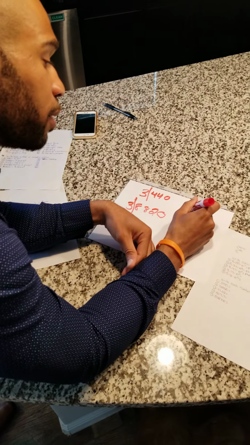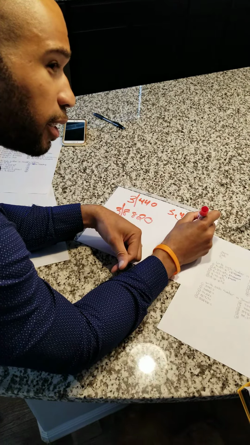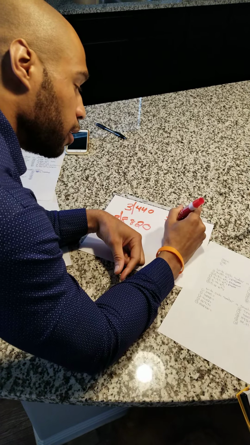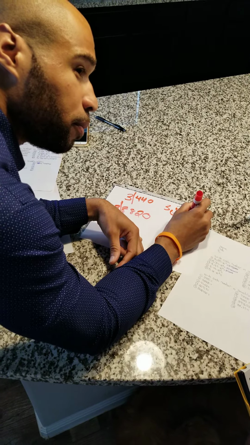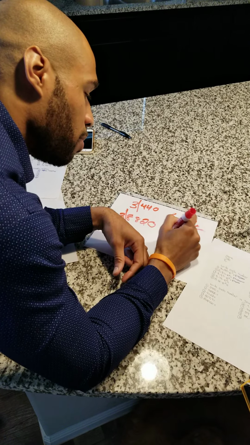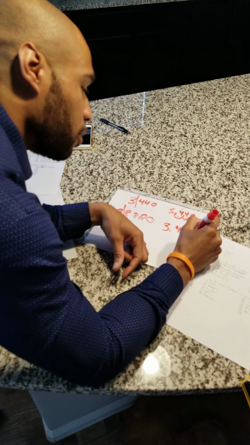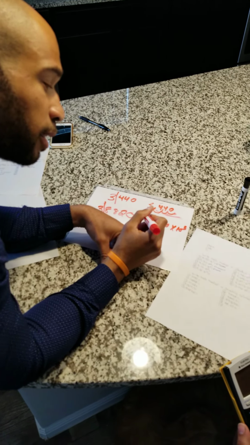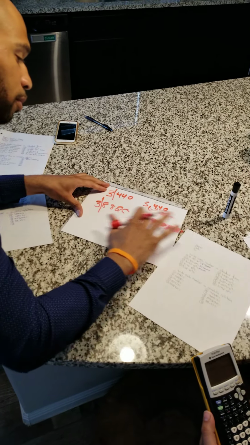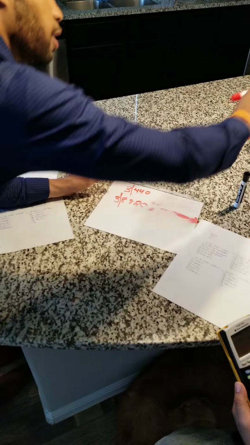3.440. And from here, all the way to here, how many places is that? Let's see, 0, 1, 2, 3. So that 3 means what? Times 10 to the third. So it's gonna be 3.440 times 10 to the third. Does that make sense? You try this one. Good. Go ahead and try that one.